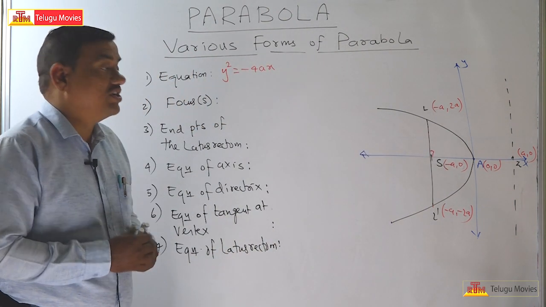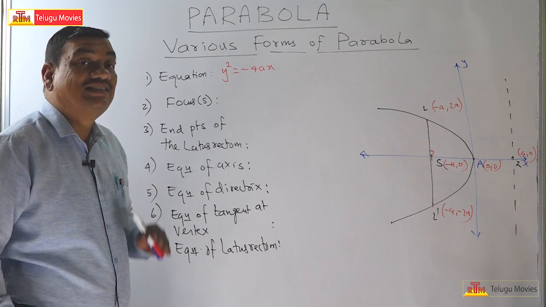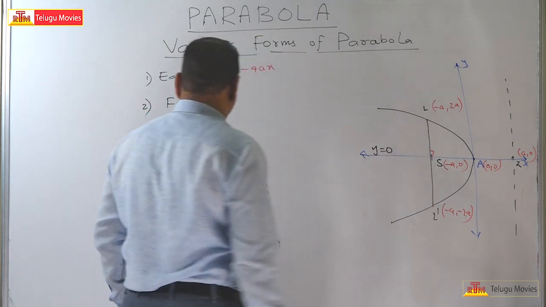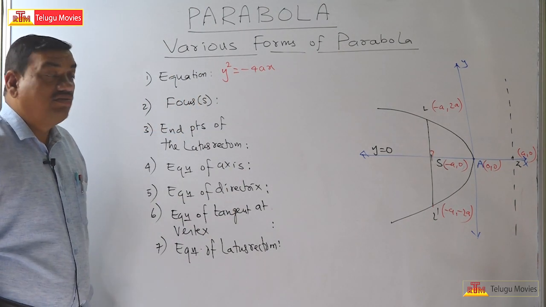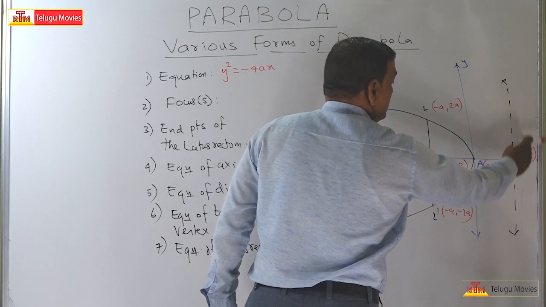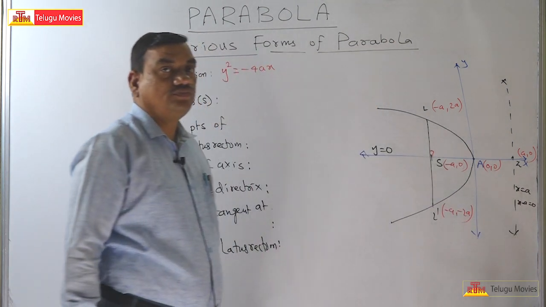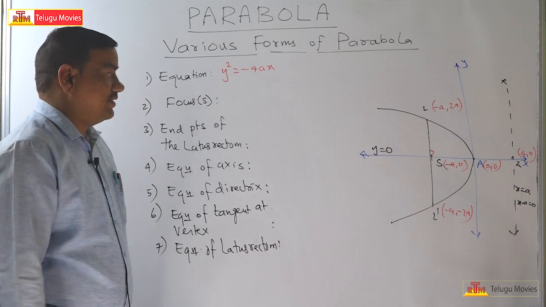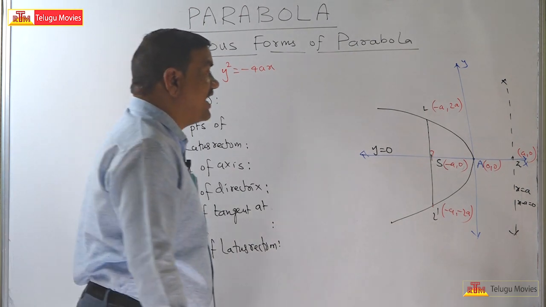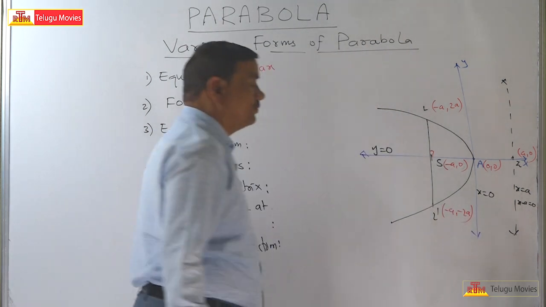Now coming to equations. What is the equation of the axis of the parabola? Here the axis is the x-axis, so the equation of the axis is y is equal to 0. Next, the equation of the directrix. See here, x is equal to a, therefore x minus a is equal to 0. That is the equation of the directrix. Next one, the equation of the tangent at the vertex. Nothing but the y-axis, which means x is equal to 0.